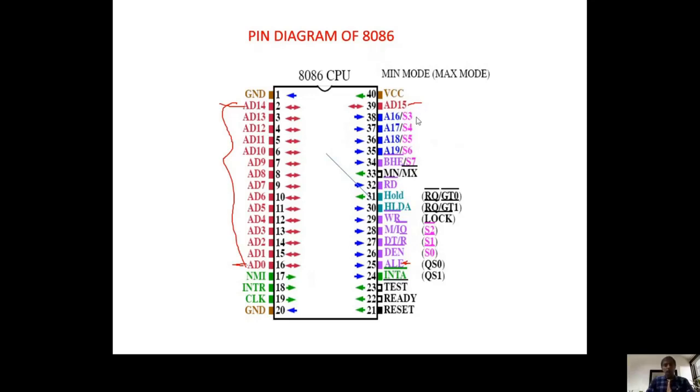So we need 2 latches along with the ALE signal. Then we get pure address lines. Like that, this ALE and the external latches will separate the multiplexed address and data lines into pure address lines. Okay, that is one important point.